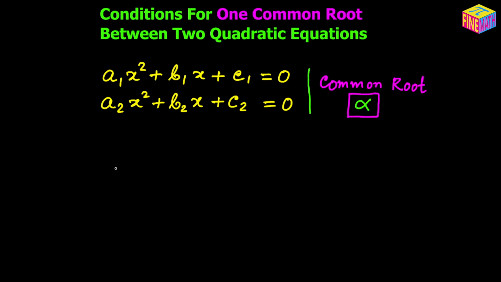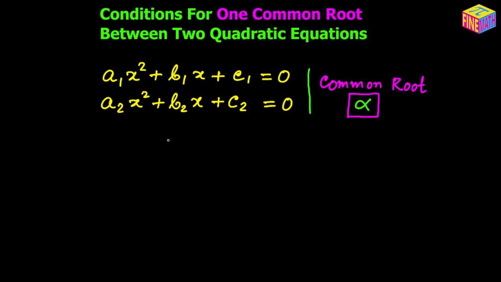Hello everyone. In this video, we are going to try to find the necessary condition for two quadratic equations to have a common root. So suppose we have two quadratic equations here, a sub 1 x squared plus b sub 1 x plus c sub 1 equals 0. And another one is a sub 2 x squared plus b sub 2 x plus c sub 2 equals 0.